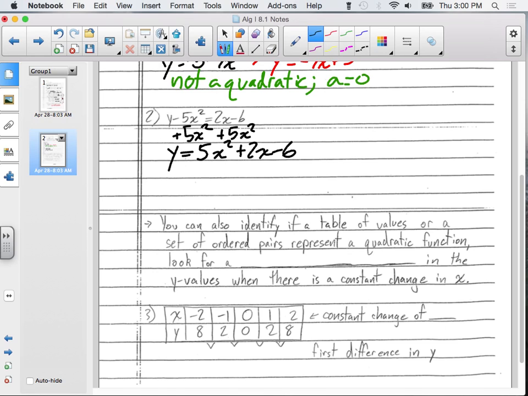For any quadratic, we should be able to have an a, b, and c. So what's our a, b, and c for this one? A is 5, B is 2, and C is -6. So based on that, we can say that this one is a quadratic. So that's all we have to show for it. For ones where you have to identify if an equation is a quadratic, this is the work you have to show for it.